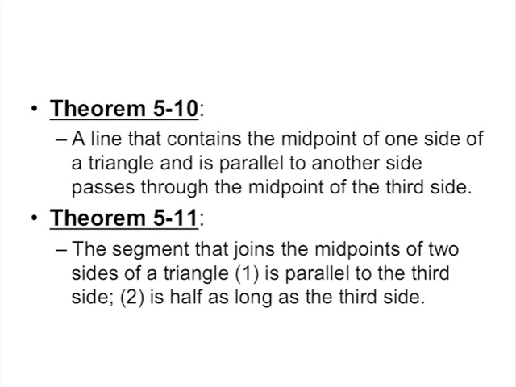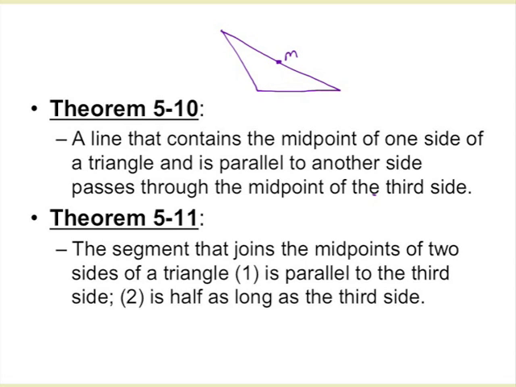Theorem 510 says a line that contains the midpoint of one side of a triangle. So here's my triangle. I'm going to make a midpoint, and I'll call it M. A line that contains the midpoint of one side of a triangle and is parallel to another side. So I'm going to make it parallel to the bottom. It says it passes through the midpoint of the third side.